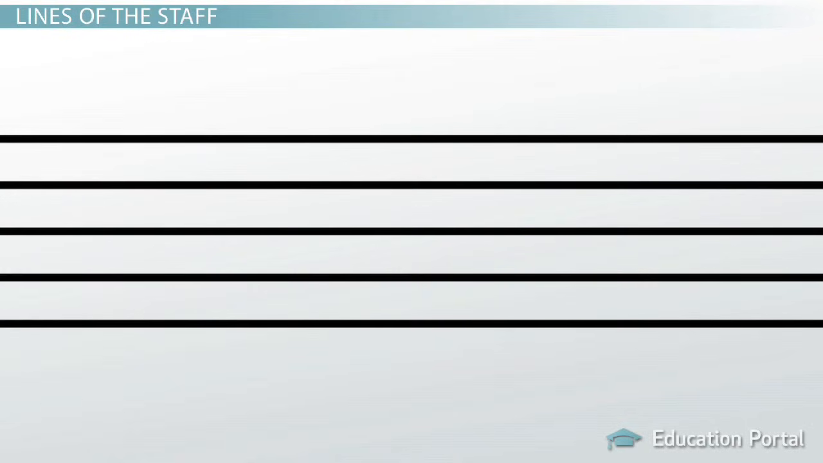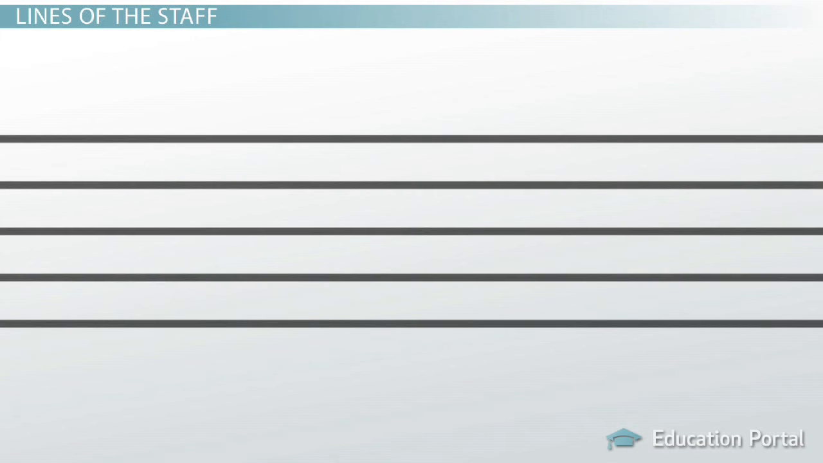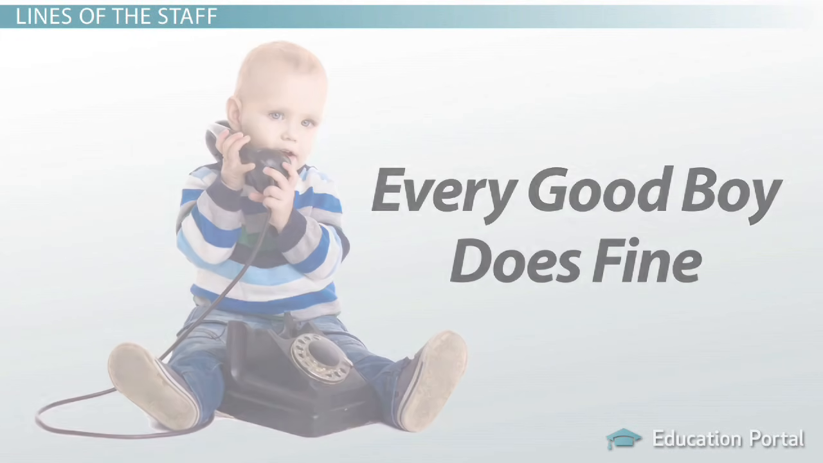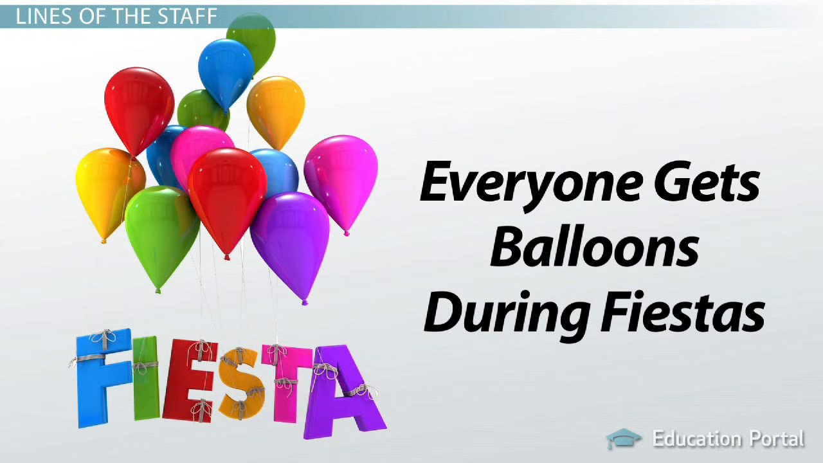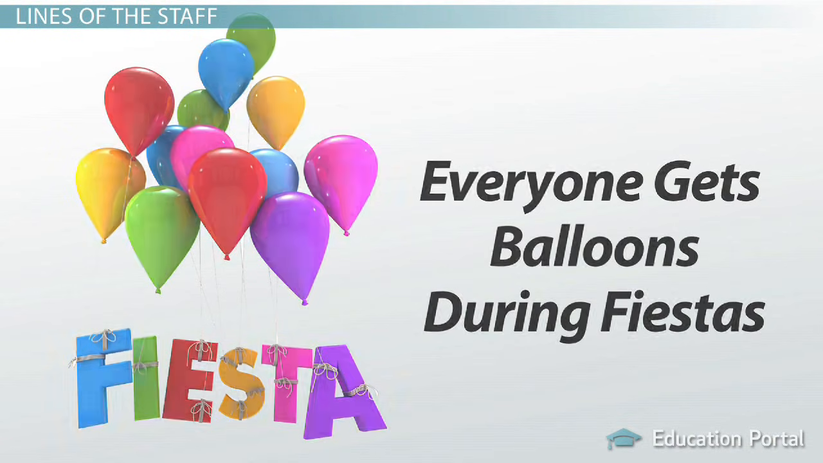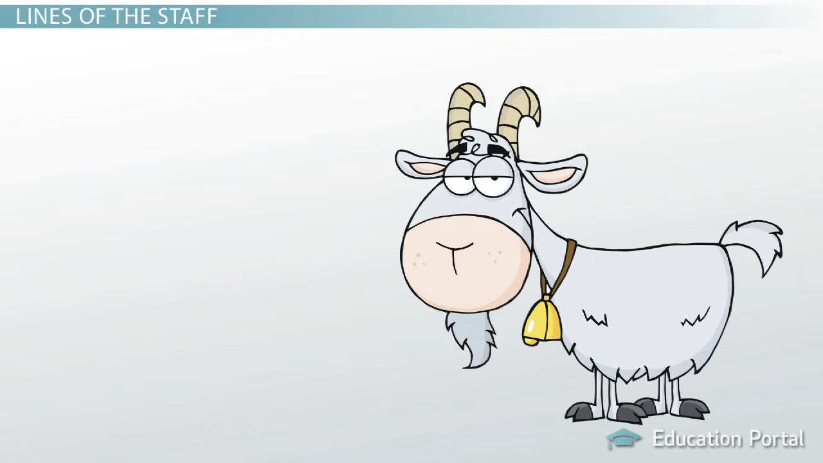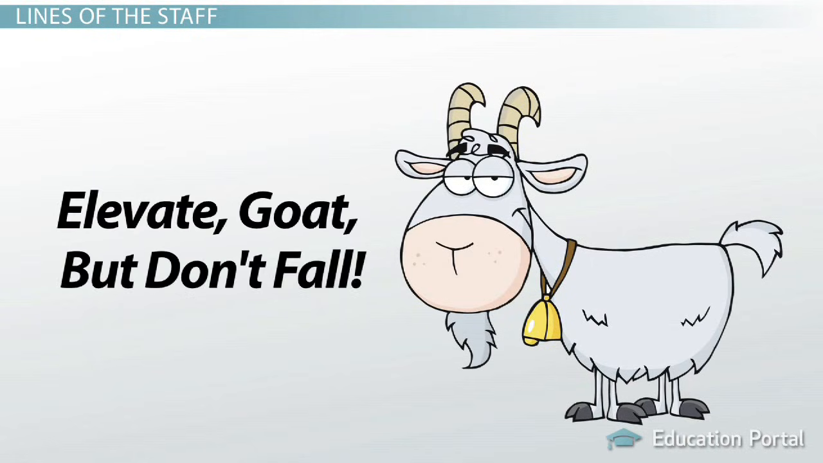A great way to remember the names of the lines is to use a mnemonic device. You may have heard ones like "Every good boy does fine," or "Elvis's guitar broke down Friday," or even "Everyone gets balloons during fiestas." The best way is to make your own memorable sentence. If the note goat helped you, you can use "Elevate goat, but don't fall."